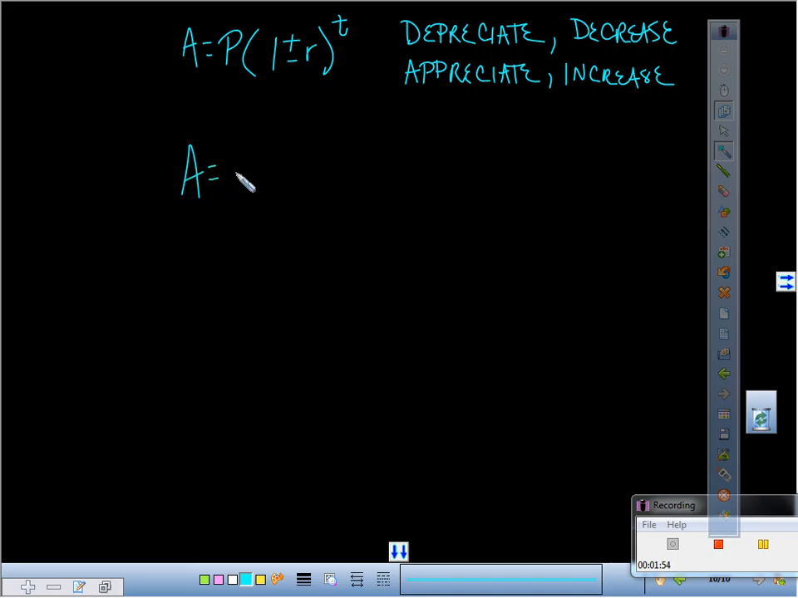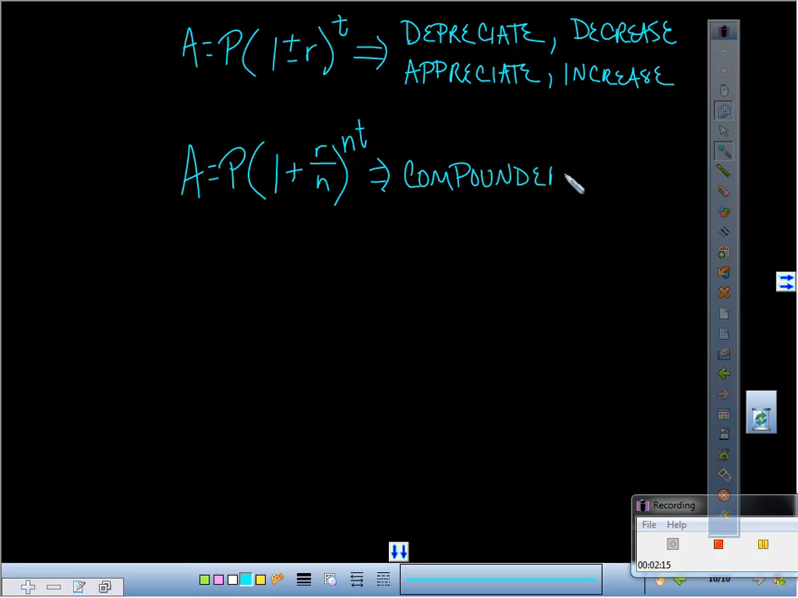Okay, so here we go. A is equal to P times 1 plus R over N raised to the NT. What kind of word am I looking for? Compounded. Very good. Now, what are the words that might come after this? Just give me a couple. Annually, quarterly, monthly, weekly, bi-weekly. Okay, very good.